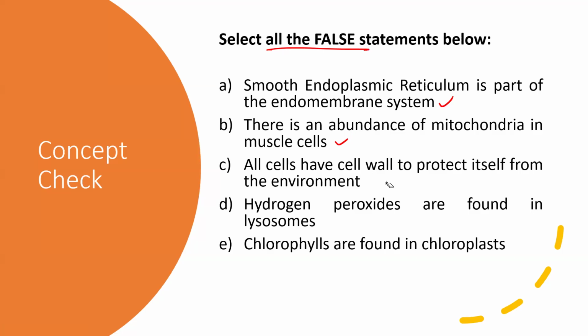All cells have cell wall to protect itself from the environment. That's not true, right? We do not have cell walls. Hydrogen peroxides are found in lysosome. That's not true. Okay. Hydrogen peroxides are found in peroxisome, the first thing we learned today. Okay, peroxisome. Chlorophylls are found in chloroplasts. That's correct. Okay. These are the incorrect ones.